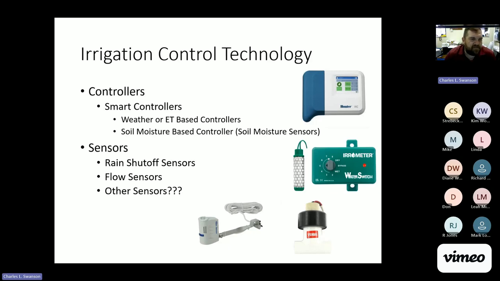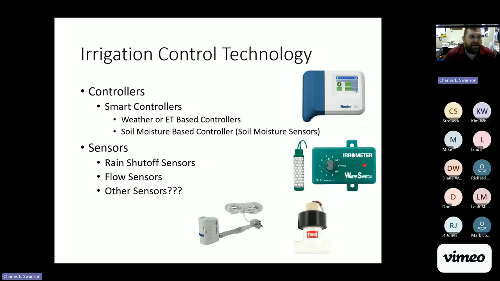The alternative to weather-based or ET-based control systems is going to be our soil moisture-based irrigation controllers, where we have physical sensors installed throughout our landscape, and those sensors tell us when the soil has dried out to a set threshold, and then the controller can turn on to refill the soil moisture. So two basic concepts there when it comes to controllers.